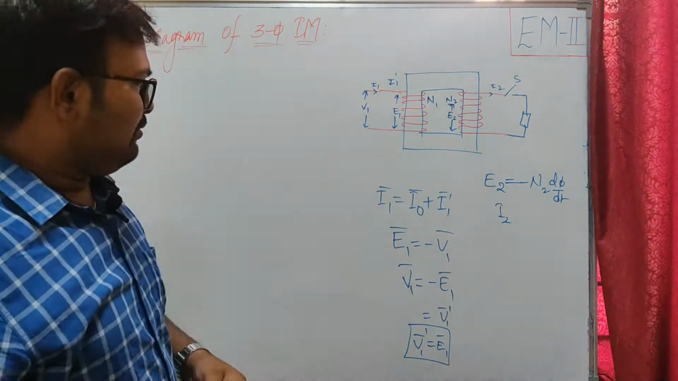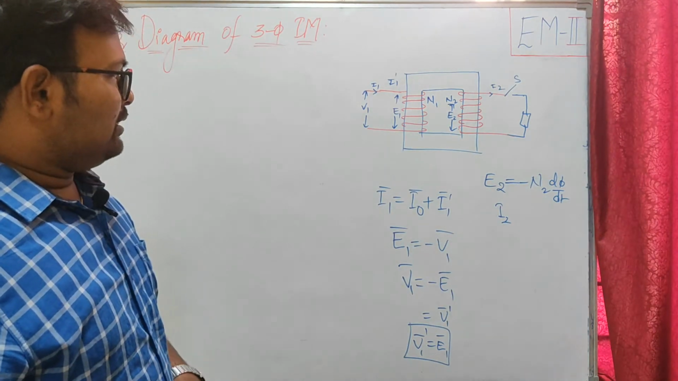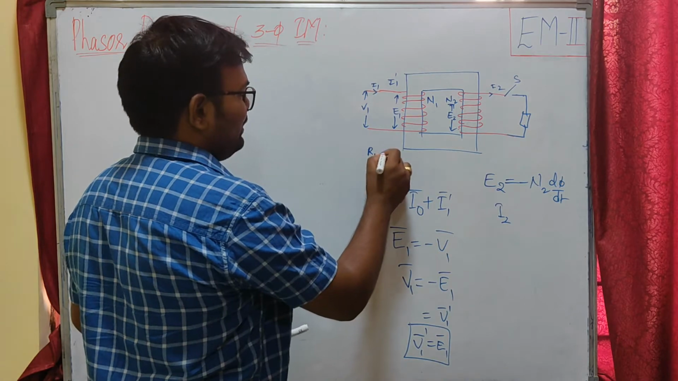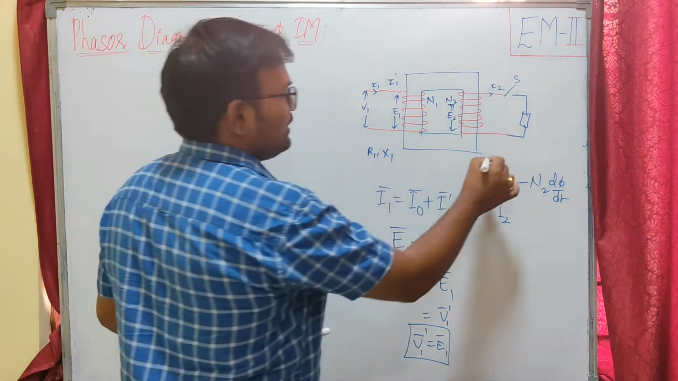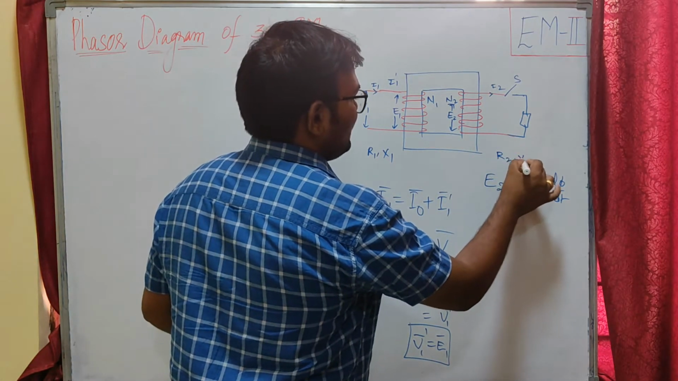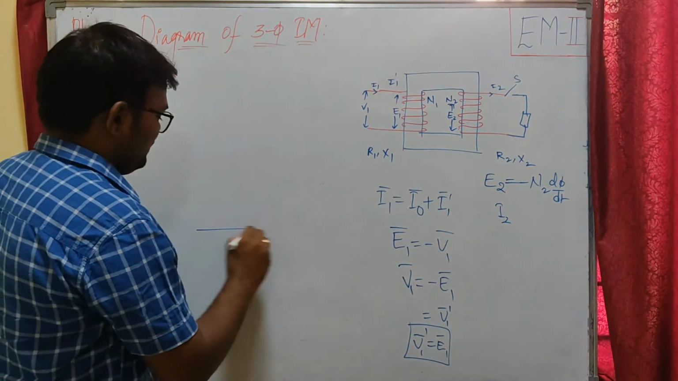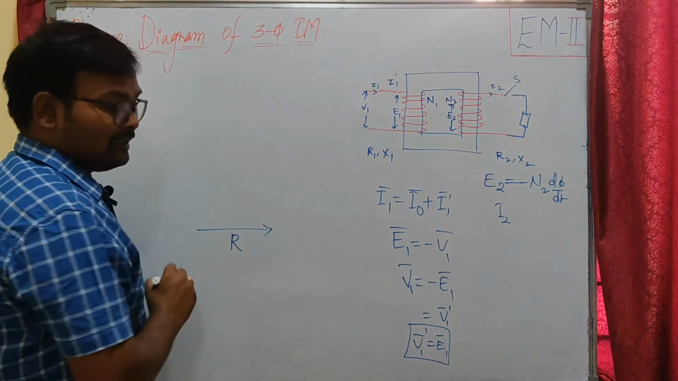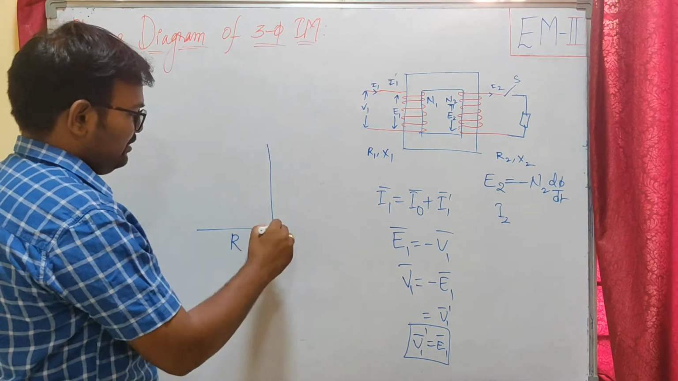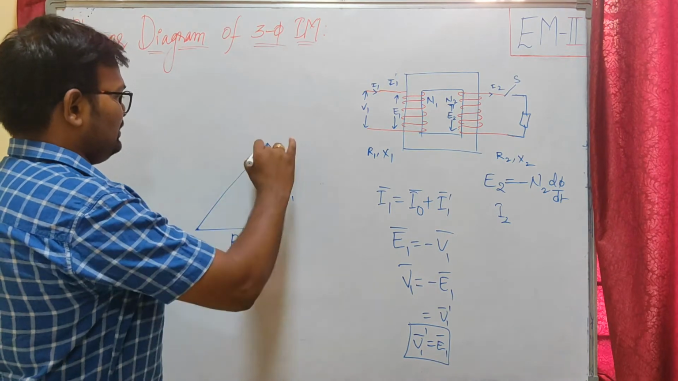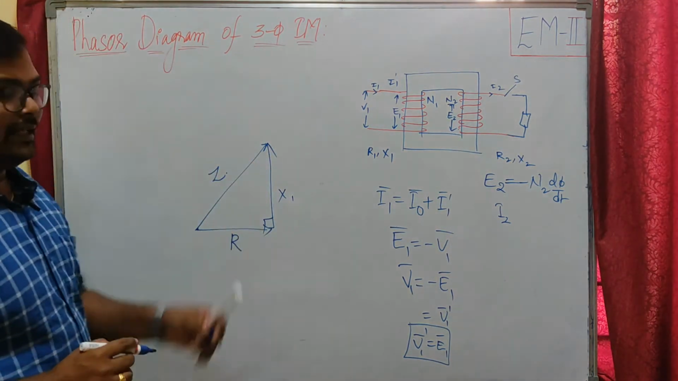So this is the idea, and you will have primary resistance R1, primary leakage inductance X1, and secondary resistance R2 and secondary leakage reactance X2. You already know the impedance triangle: if I consider this as resistance, your inductance will be perpendicular to this one, 90 degrees. This is X and this is impedance Z. You know the impedance triangle, right?